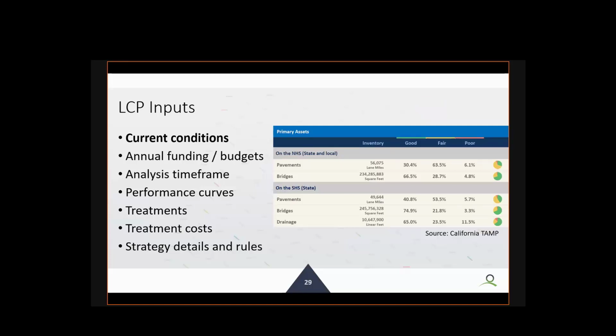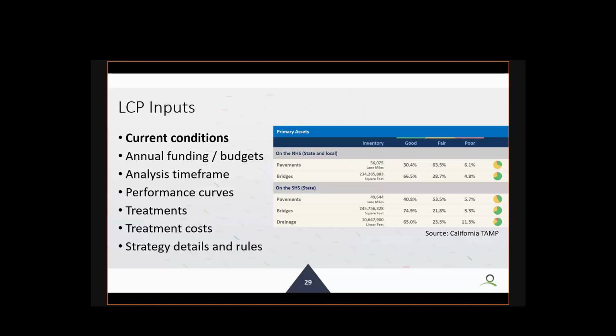All right, so current conditions, we won't belabor this. It is, what are your current assets, the inventory of those assets, and what condition are they currently in? That's your baseline. Typically, that's called in a life cycle planning analysis: where are you starting from? You have that information from Caltrans.